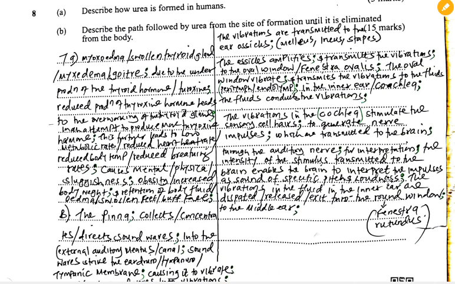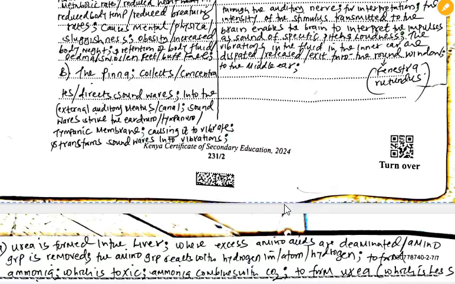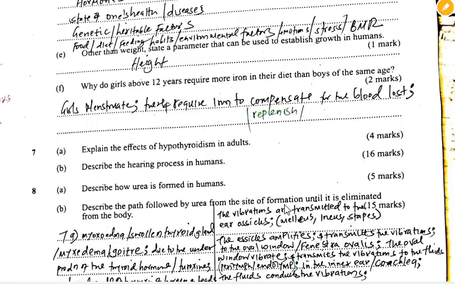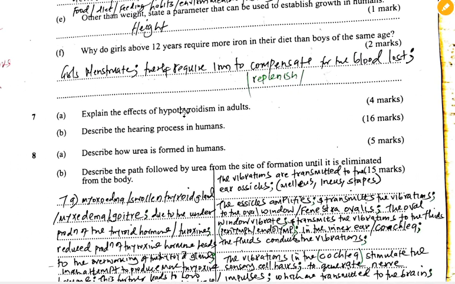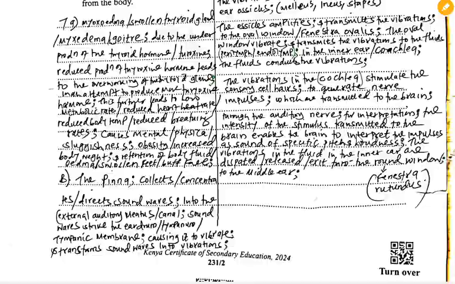pitches and loudness. And the vibrations in the fluid in the inner ear are displaced, or dissipated, or released from the round window to the middle ear. Question 8. Part A, describe how urea is formed in humans.